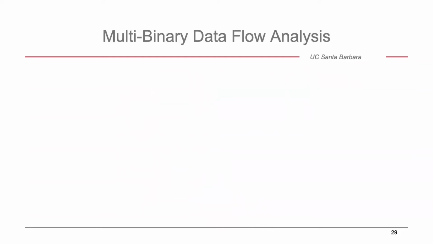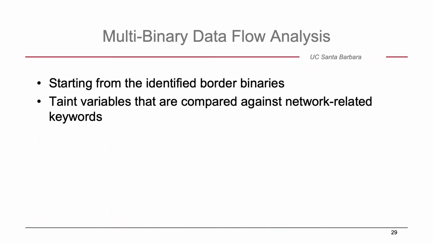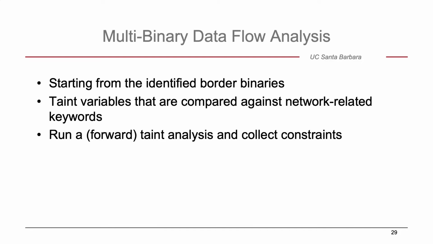So then we start to do some multi-binary data flow analysis, starting from the border binary. You taint values, fairly classic taint tracking, where you mark a certain input as relevant, and then you track the code and try to understand, are there operations in the code that take this data, operate on it, move it somewhere else, write it to results, right? And so you're tracking the flow of this interesting data through the binary. So we're basically doing a forward taint analysis, and we collect constraints on it, right?